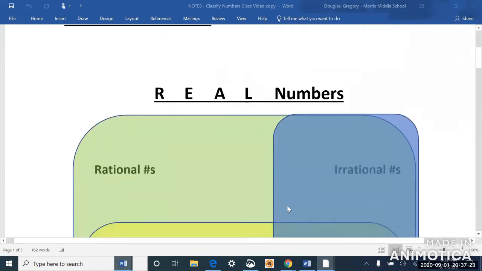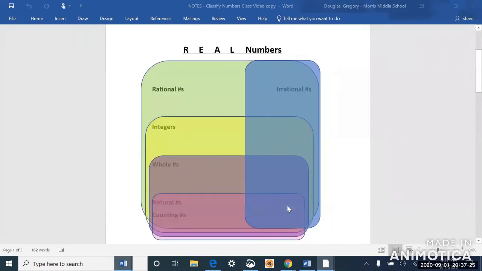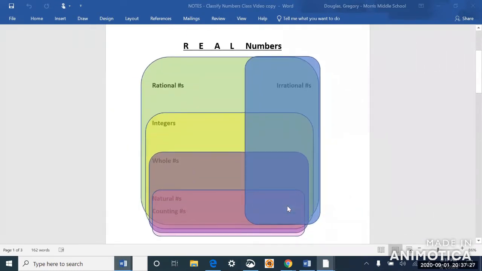All right, so we're going to talk about, let me shrink down so you can see the whole thing. This is what would be called a Venn diagram. A Venn diagram could be about all kinds of things. We could be looking at school lunches and where they come from and that kind of stuff. This is about number sets, okay?